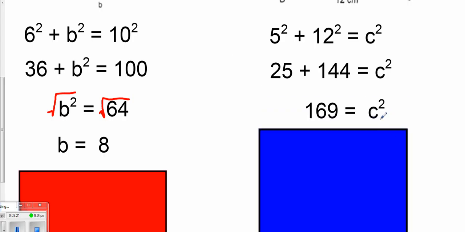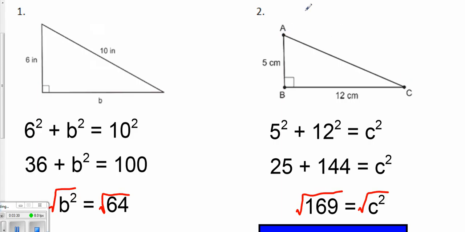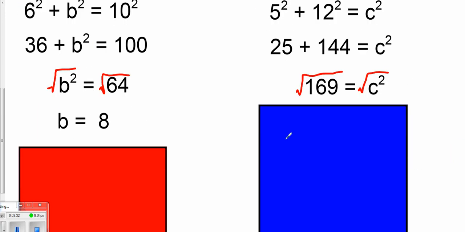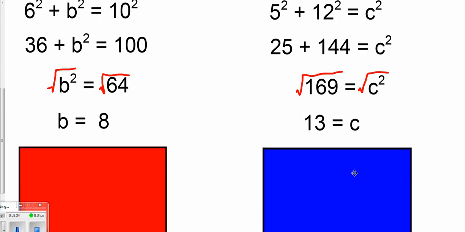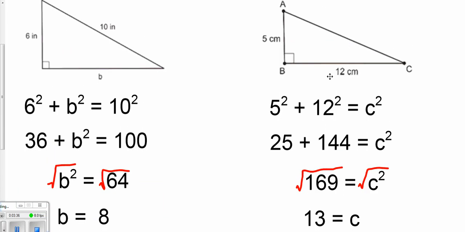Well, how do we get c alone? Again, we take the square root of both sides. Now, normally, again, we'd think positive or negative, but because this is a length, it doesn't make sense to have a negative length. So we would just simply say c equals 13. So we have 5, 12, and 13 as our lengths.